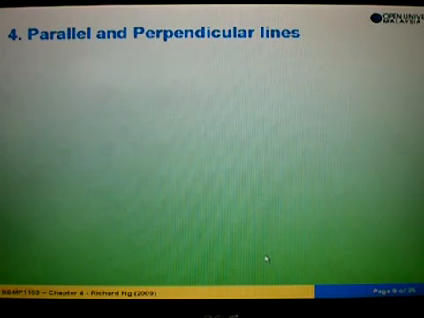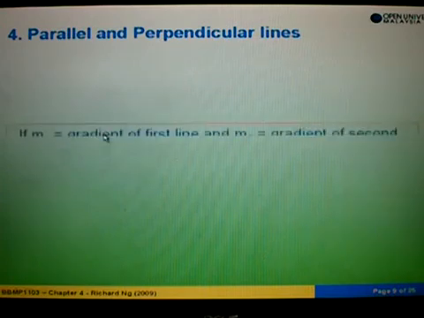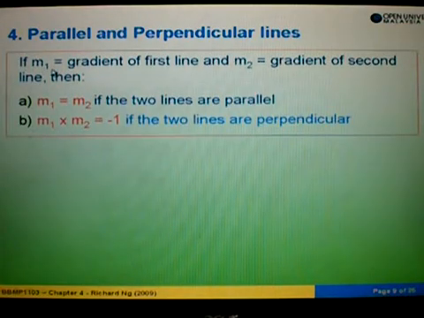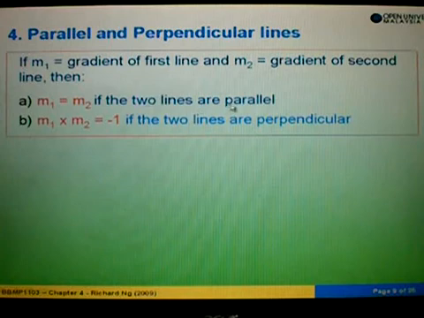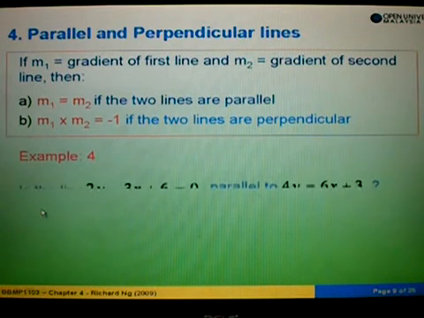Okay, next topic is on parallel and perpendicular lines. So let's say m1 represents the gradient of the first line, and m2 represents the gradient of the second line. When m1 equals m2, that means if the gradient of the first line equals the gradient of the second line, then we can say the 2 lines are parallel. But if m1 times m2 gives us negative 1, then the 2 lines are said to be perpendicular to each other. Let's look at example 4 here.